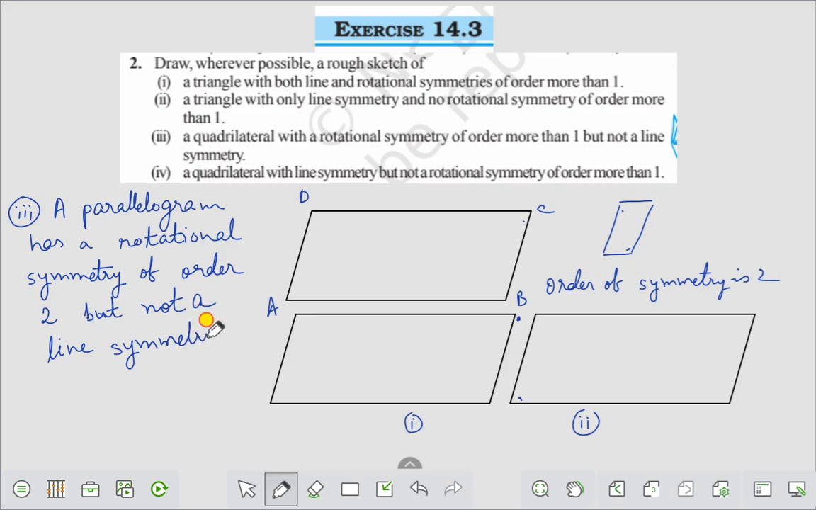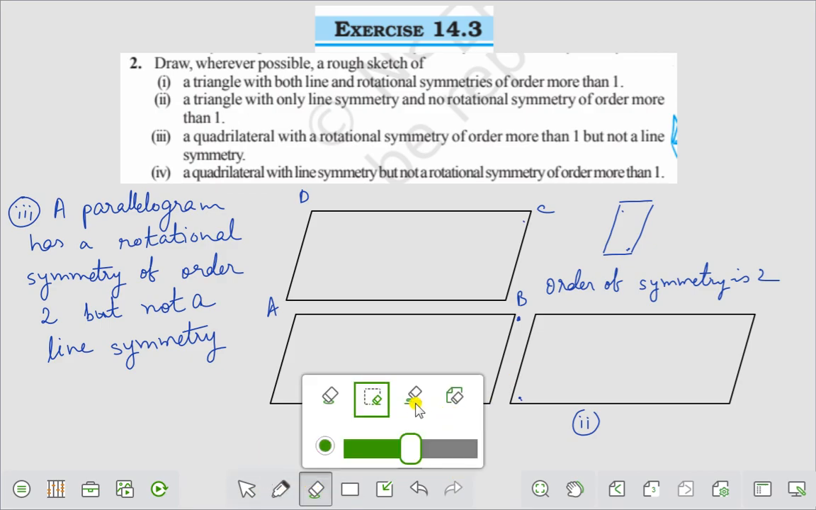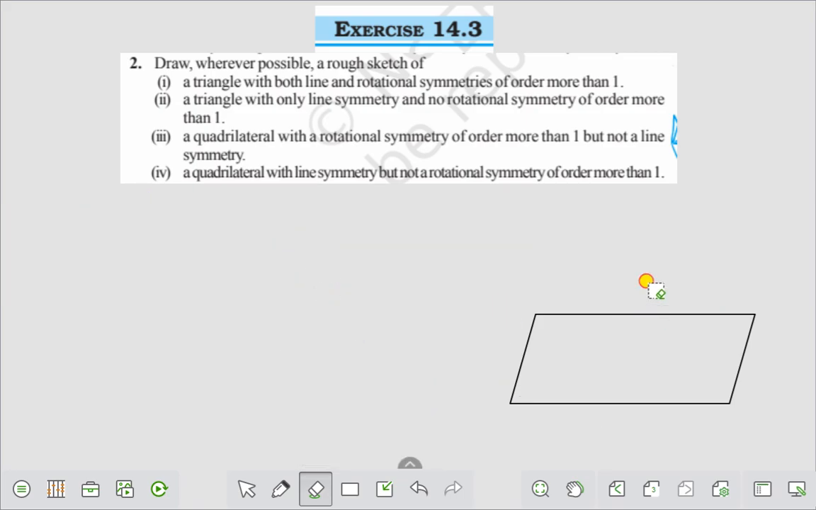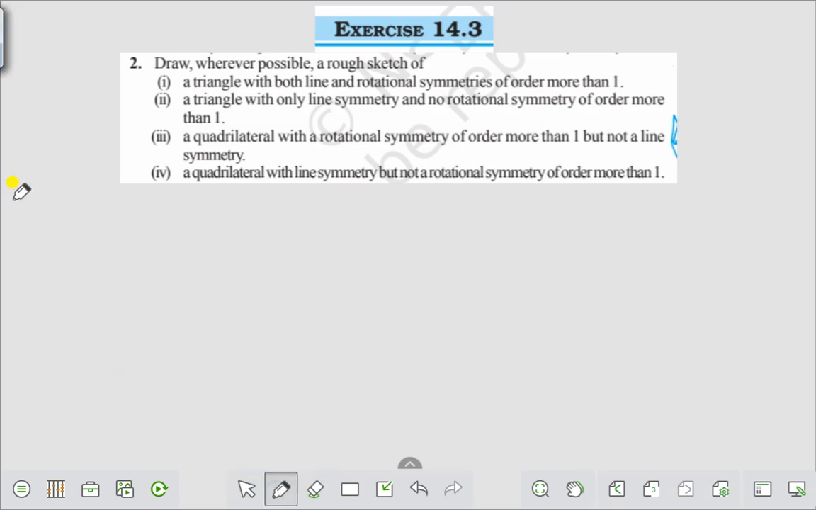Dear friends, now we will solve question number 4. Question number 4 is a quadrilateral with line symmetry but not a rotational symmetry of order more than 1. In question number 4, we draw a kite. Here you see, this is question number 4.